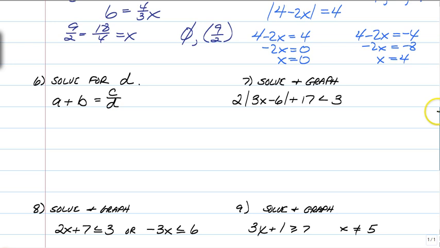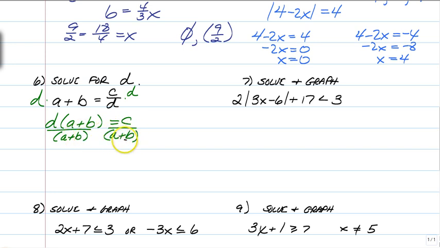Next thing we're going to do is solve for d. So the first thing you need to do is get d to the top. So we're going to multiply both sides by d. Resist the temptation to distribute that. So now you have d on top. All you have to do now is divide by the quantity a plus b from both sides, and that'll get d all by itself. So d is equal to c over the quantity of a plus b. There you go.